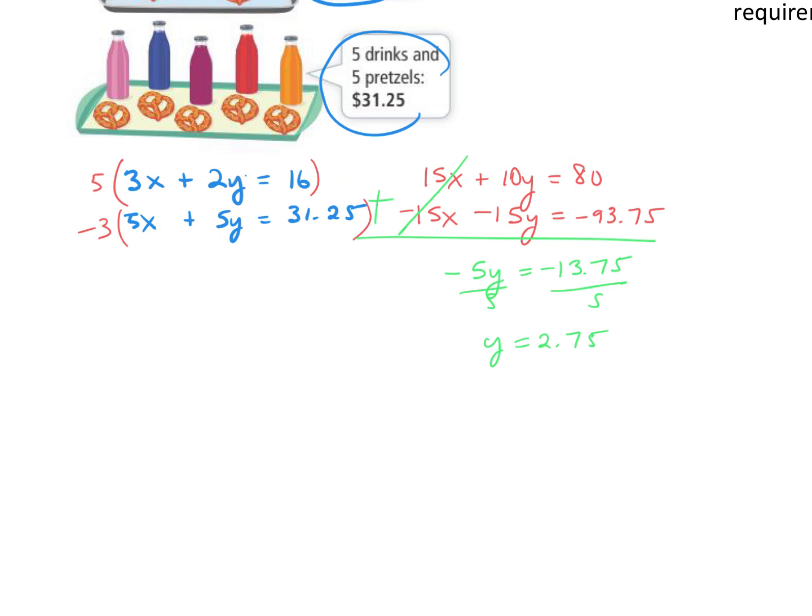Let's plug in a y for this y or this y. Maybe I like this top equation better. I mean, it just looks a little easier, wouldn't you agree? So that top equation, we have 3x plus 2 times, I'm going to plug in the 2.75 equals 16. So we're going to multiply 2 times 2.75, and that's a 5.5. I'm going to carry down the 3x plus, and our equals 16. Now, two-step equation, let's subtract 5.5. 3x is equal to 10.5.